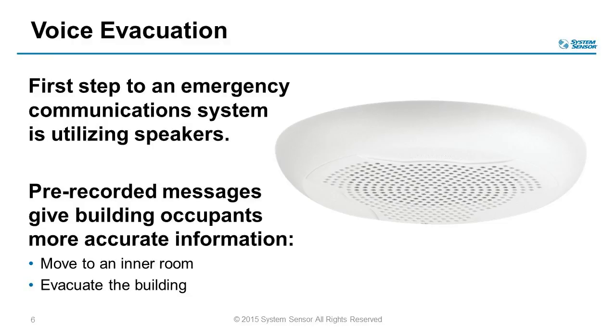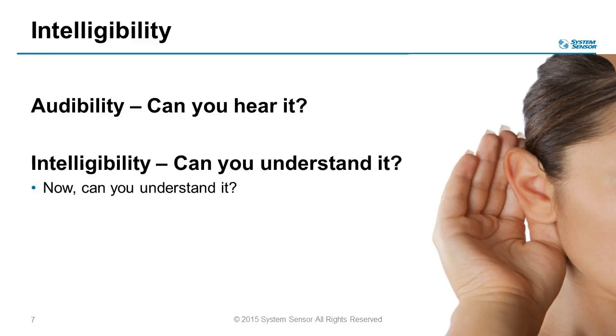In some cases, you don't necessarily want occupants to evacuate the building. For example, if there is a tornado in the area, you could direct occupants to move to an inner room. Or if there is a chemical leak, you can direct occupants to evacuate via a very specific exit. With notification appliances, we are used to just addressing audibility, which is how loud that message is, and whether you can hear the message over the ambient noise conditions within a given space.